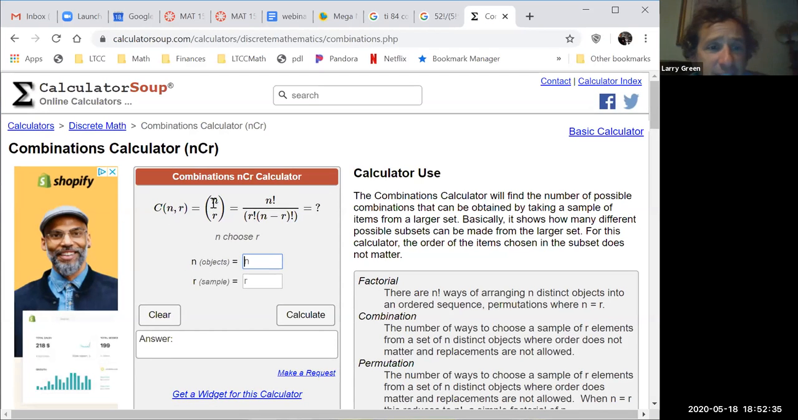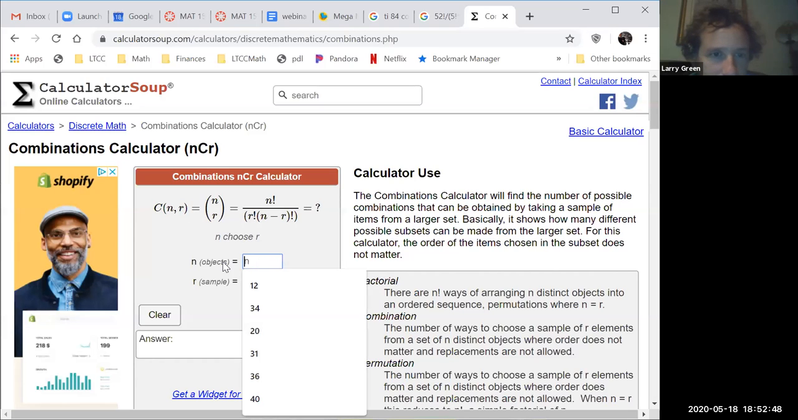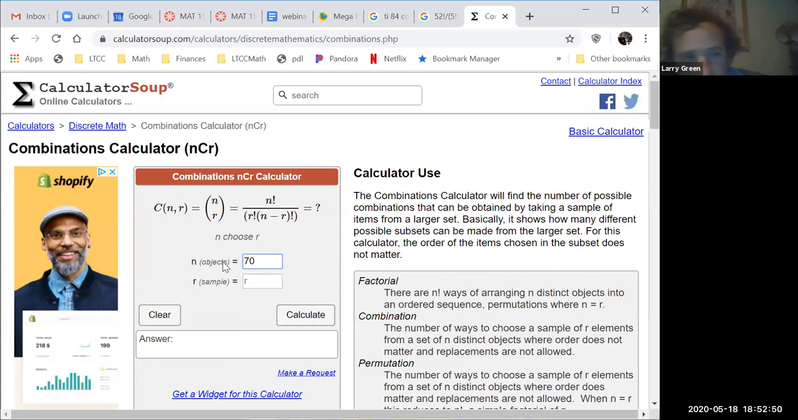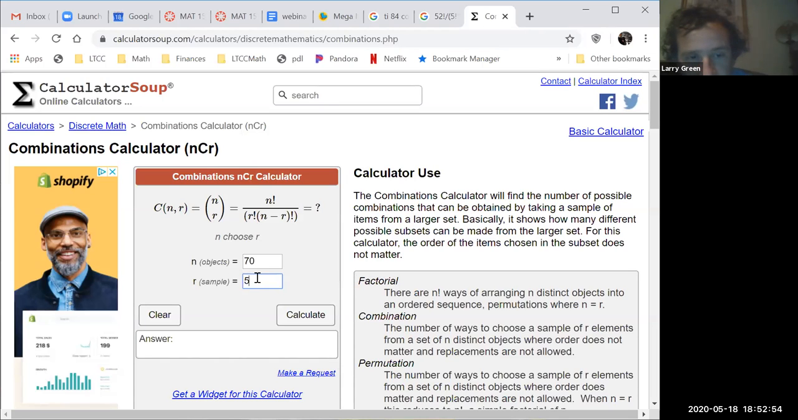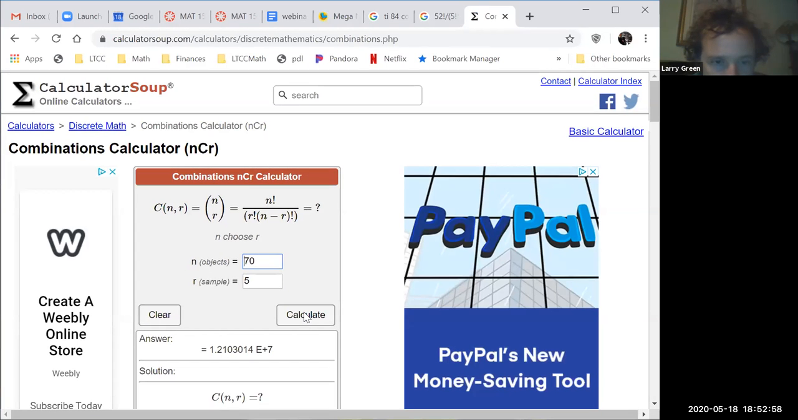And I want to show you, see this N with an R below it? That's another way of writing the same thing. So I'll write C and comma R. There's a lot of ways of writing combinations. So here's some more that Calculator Soup does. Our N was 70. And our R was 5.